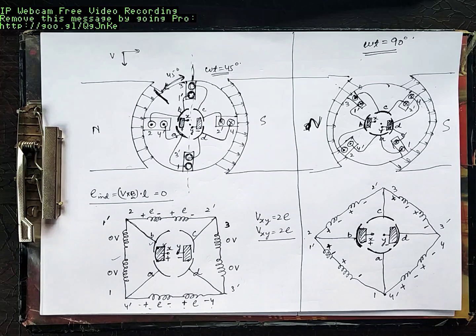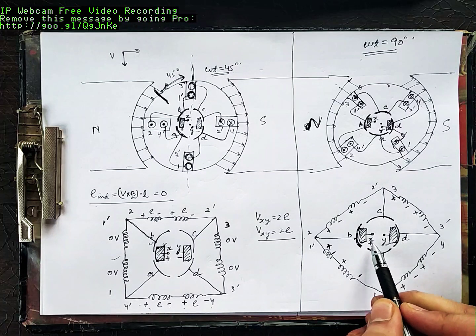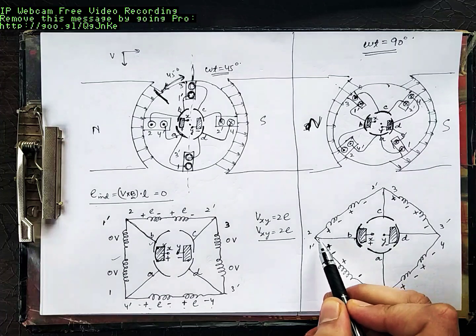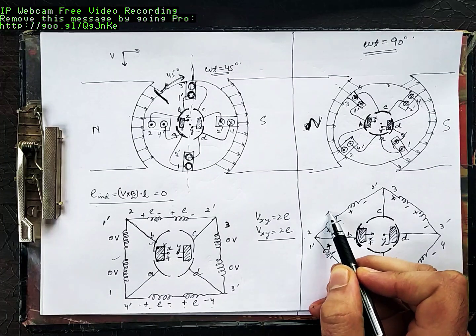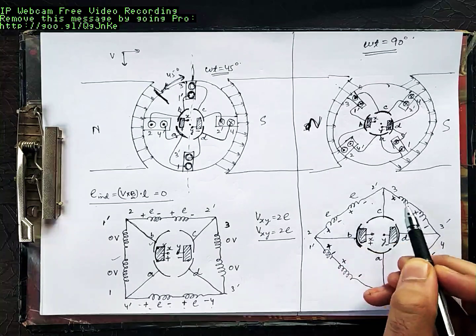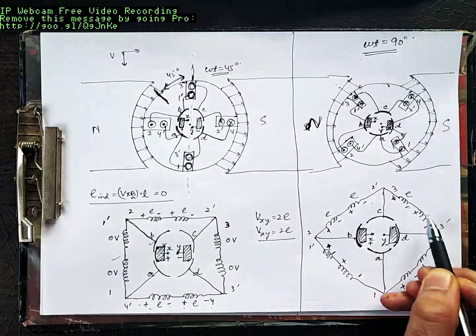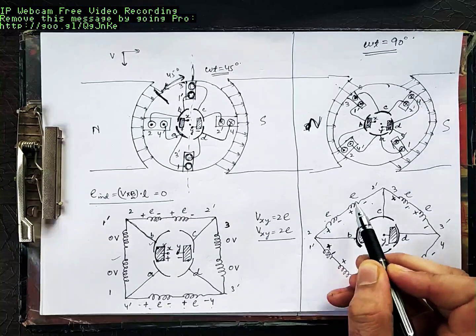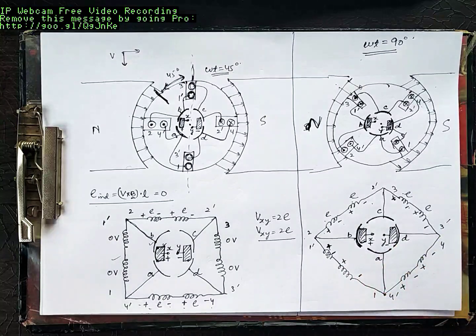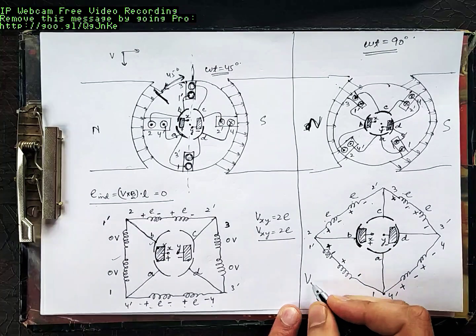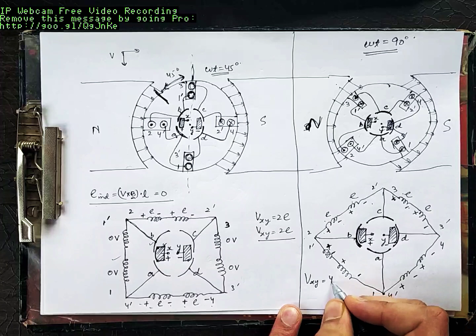Let's check what is voltage between X and Y. X is here, go to B, go to 2, plus minus that is E, plus minus that is E, plus minus that is E, plus minus that is E. E plus E plus E plus E. How much is voltage? It is 4E. Therefore, Vxy is equivalent to 4E.